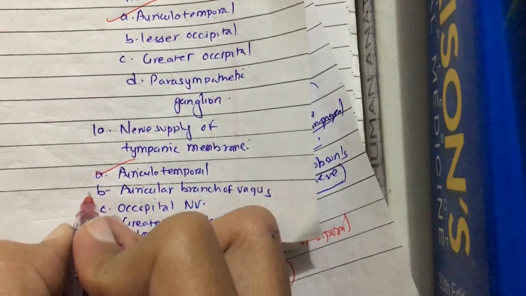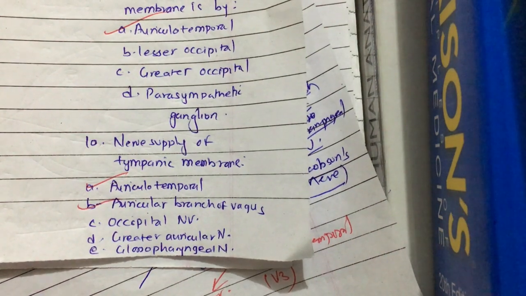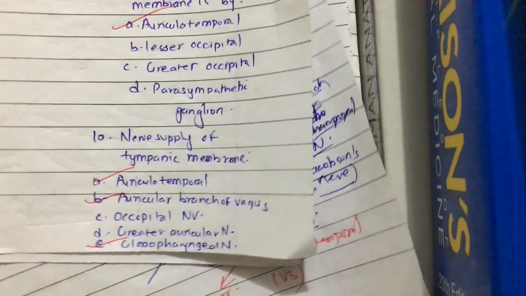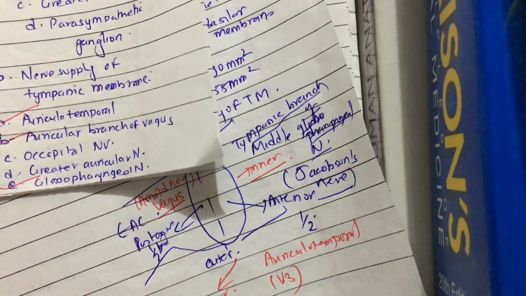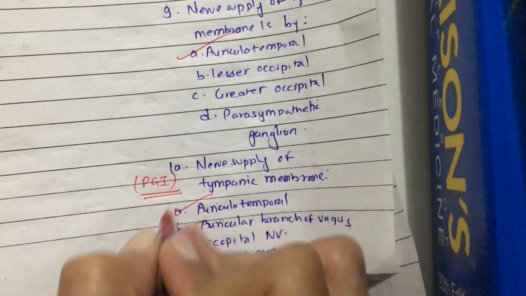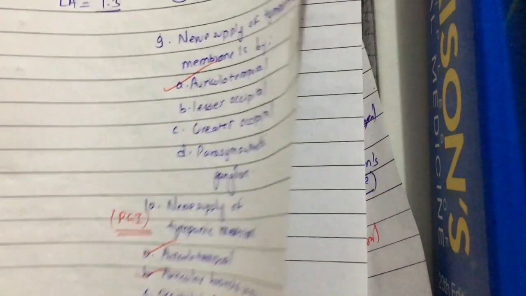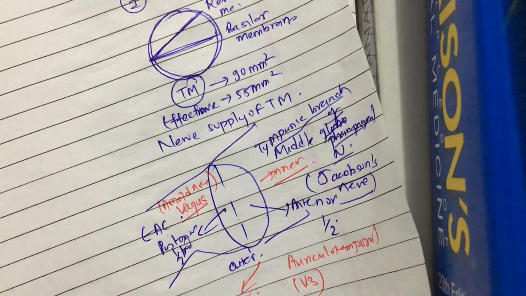Next, the auricular branch of the vagus nerve. The auriculotemporal nerve supplies the anterior half. The auricular branch of the vagus nerve supplies the posterior half. The occipital nerve does not supply the tympanic membrane. The greater auricular nerve also does not, but the glossopharyngeal nerve does supply the tympanic membrane. The inner part is supplied by its tympanic branch. This is a PGI question, so there can be multiple correct answers, and three options are correct: the auriculotemporal nerve, which supplies the outer anterior half, the auricular branch of the vagus nerve, which supplies the outer posterior half, and the tympanic branch of the glossopharyngeal nerve, or Jacobson's nerve, which supplies the inner part of the tympanic membrane.